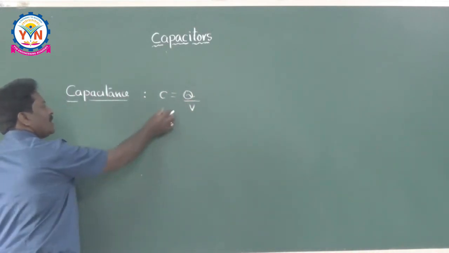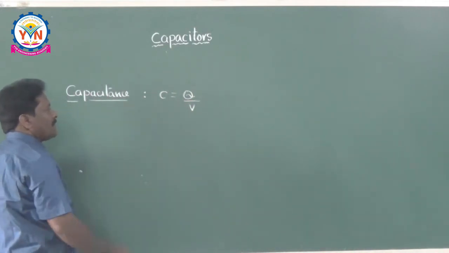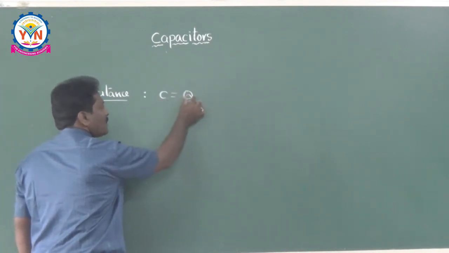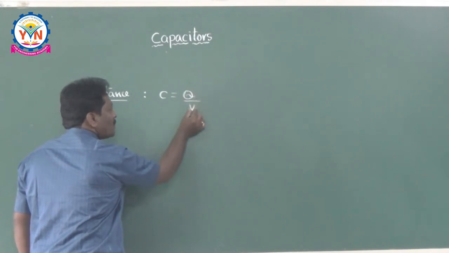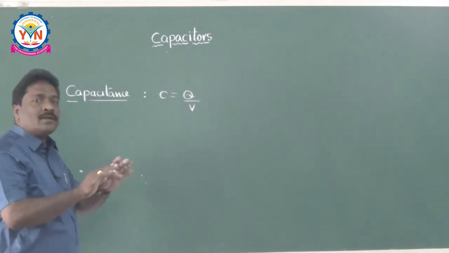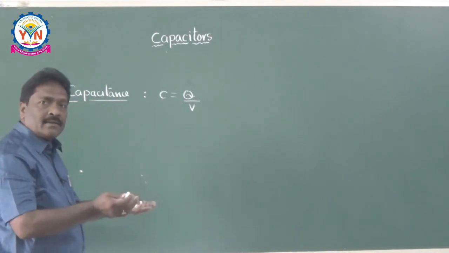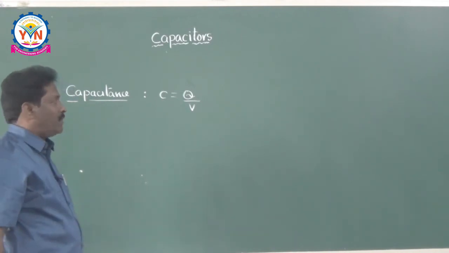So, from this equation, happily you can define capacitance as the charge required to develop the potential between the two oppositely charged surfaces. It may be plates or it may be spheres, whatever it may be.